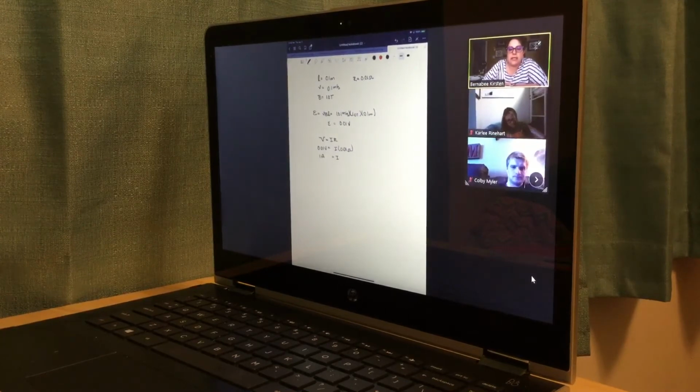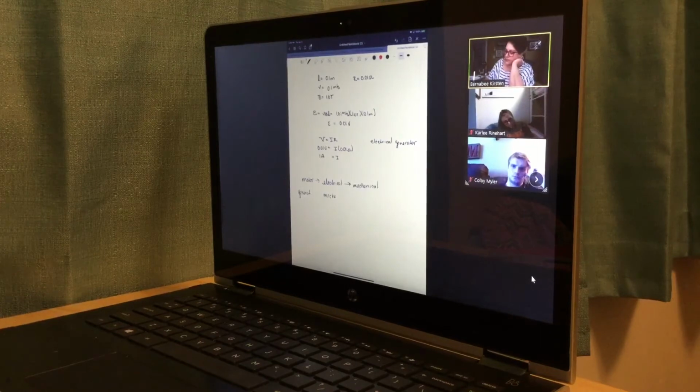Now this is the basic idea behind an electrical generator. Okay, we saw a motor previously. A motor is going to convert electrical energy to mechanical energy. A generator does the opposite. It converts mechanical energy to electrical.